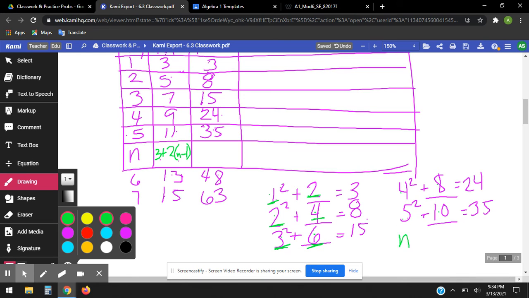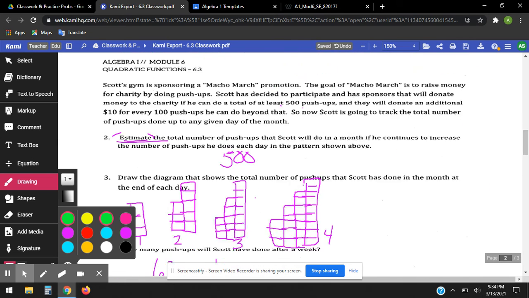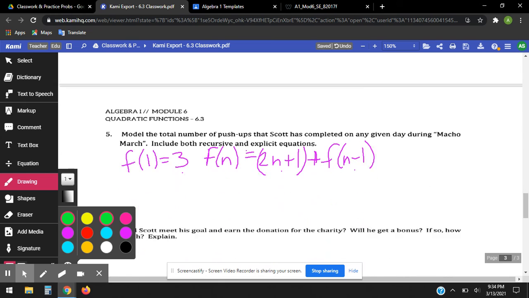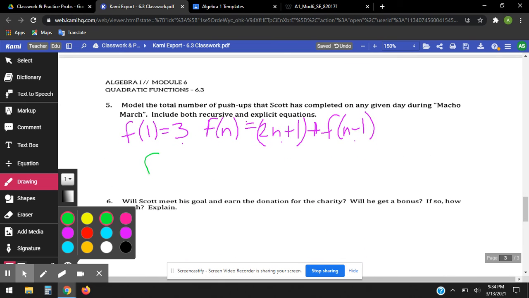So I'm essentially doing my step squared plus twice my step to get my number, right? I'm squaring that, and then I have to double it to get what it is. So n squared plus 2n gets me my monthly total. So that's what I'm going to put down here. F of n equals n squared plus 2n.